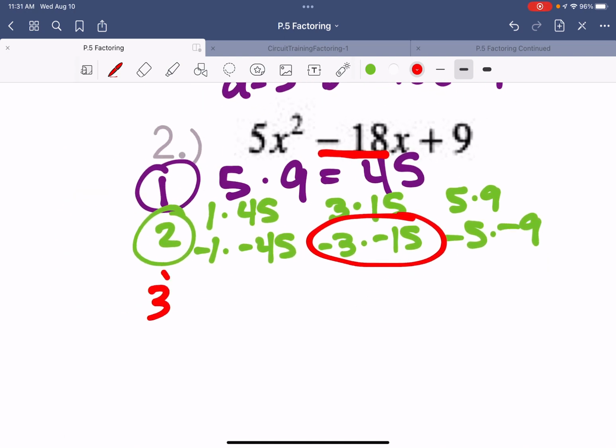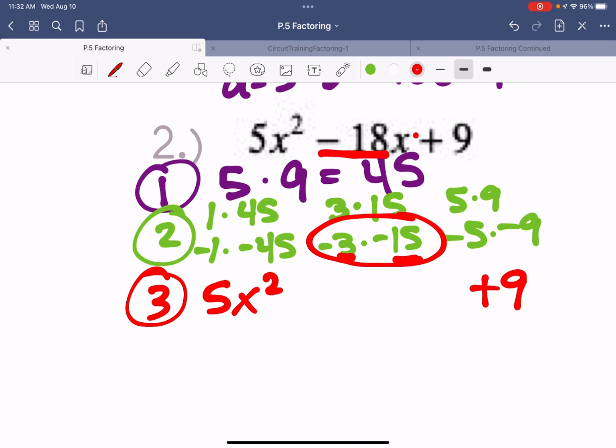So then now I rewrite my trinomial as a 4-termed expression by taking that negative 18x and rewriting it with the two magic numbers of negative 3 and negative 15. So your first term stays the same. My last term stays the same, and the middle term gets rewritten with those numbers that are equivalent if you add them. So negative 3x minus 15x. Again, I get the negative signs or the minus signs from the signs of the magic numbers. If they had picked positive 3 and positive 15, they would be plus signs.